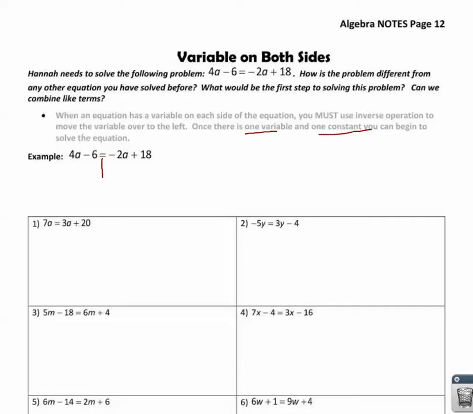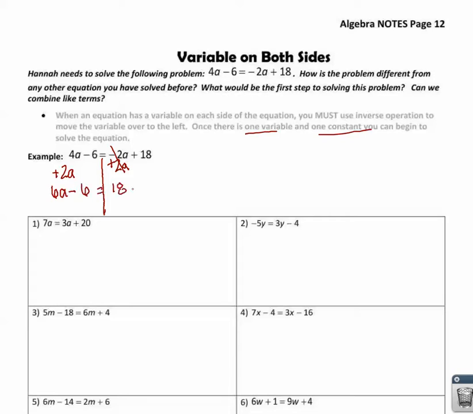So we're going to draw our line. You notice how the variables are on different sides of the line. So I'm going to take my negative 2a and use the inverse operation and say plus 2a to cancel it out on this side and move it to the right side. Now I have like terms. I can combine these like terms. 4a plus 2a is 6a. Bring everything else down.